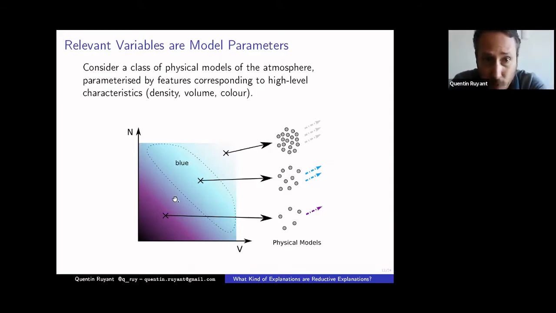So in this case, n would represent the number of particles per volume. This is not necessarily an accurate representation, but n could be the number of particles per volume, and v the volume or the thickness of the atmosphere. And we would have something like that. We could classify models in terms of the color that would result. And there we have something that seems relevant for the explanation. The fact that the sky is blue is explained by the fact that the physical models in the parts that correspond to the high-level characteristics of the sky are models where the outcoming light is blue.